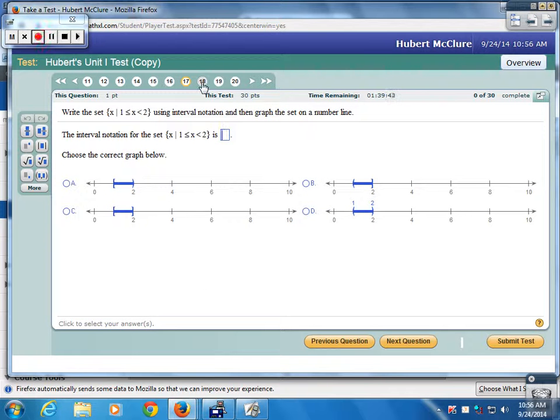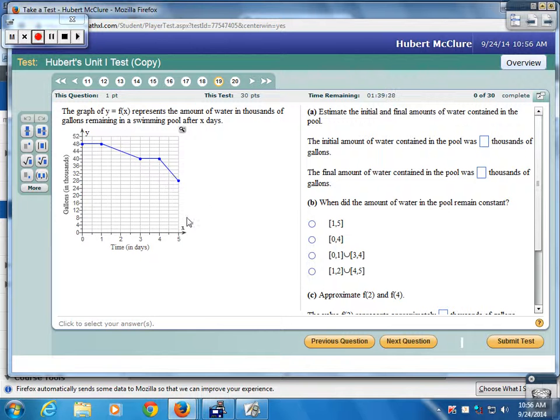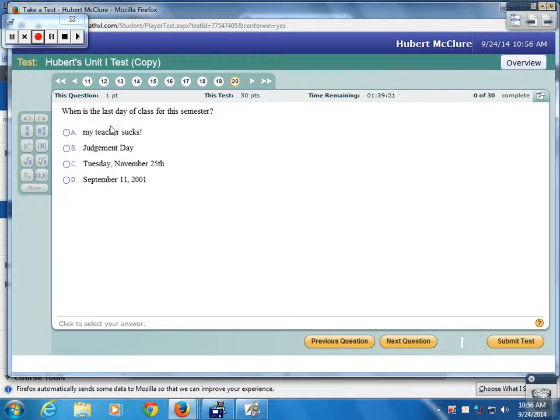Interval notation. Where is all of Hubert's homework and tests done? In the bathroom. There's your piecewise function. That's the one I told you I would give you, one that makes sense. When is the last day of class for this semester?